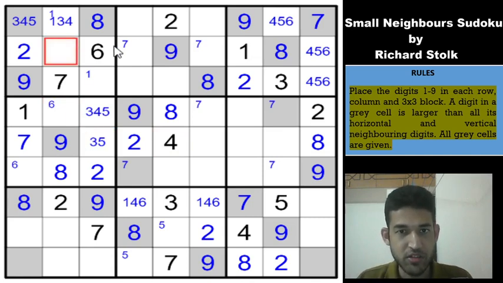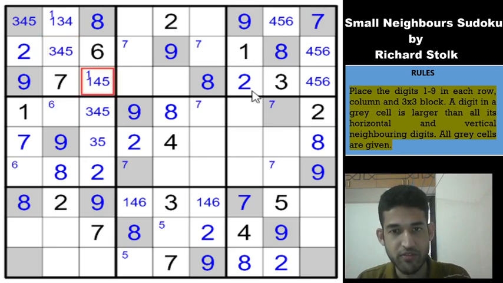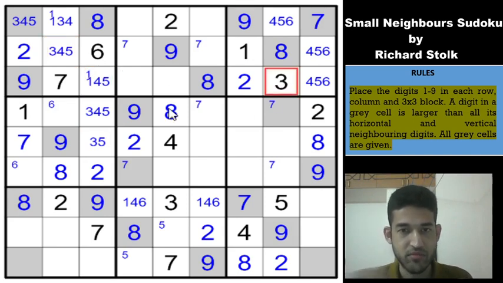And let us look at box 1. This is a 3, 4, 5. And this is a 1, 4, 5, right? Because of the 3 here.